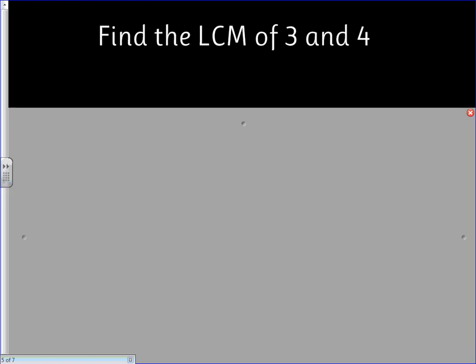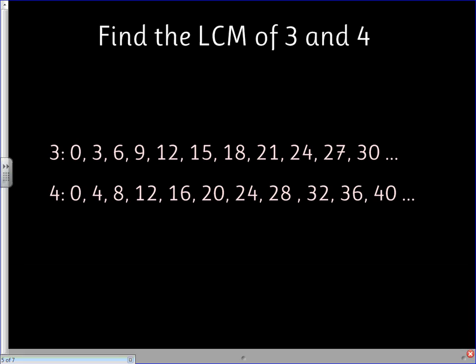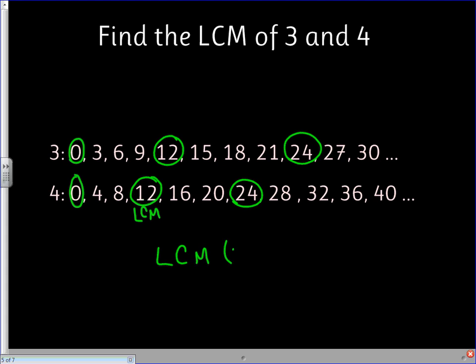If we want to find the lowest common multiple of 3 and 4, here we have a list of the multiples of 3 and the multiples of 4. If we look at the common multiples, we have 0. The next one we have is 12. Looking at what we talked about previously, that every common multiple is a multiple of the LCM, and we just found out that the LCM is 12, then the next common multiple should be 24, which it is. So we can say that the LCM for 3 and 4 is equal to 12.